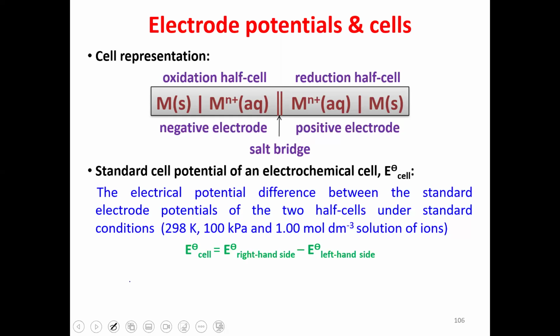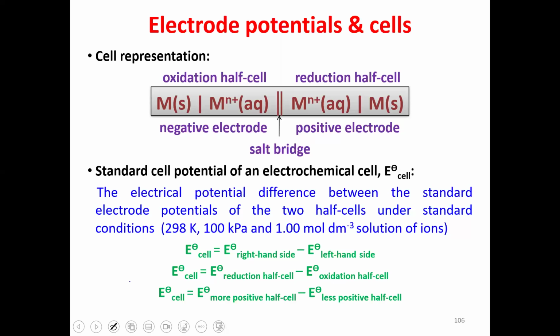Then what's the formula? E phi of the cell is equal to E phi of the right hand half cell minus E phi of the left hand half cell. Or the other way, reduction half cell minus oxidation half cell. We can also write the same formula as more positive half cell minus less positive half cell. Please look at this whole screen, and if you have any query or you want to add any point, you can go ahead, please.